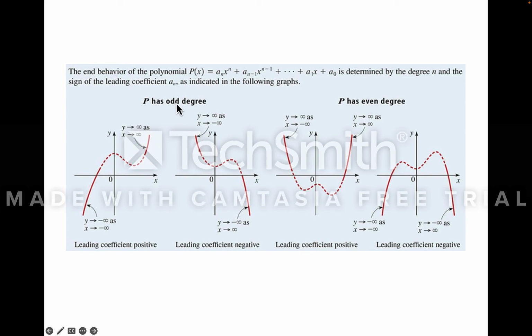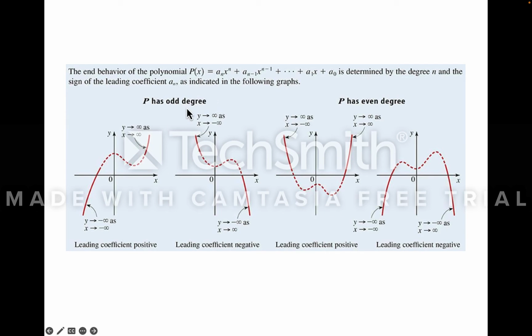All right, so for odd degrees, the two ends, as we go to the left and as we go to the right, are going to go in opposite directions. You're going to have one that goes down and one that goes up. When we have an even degree, everything's all even, and both ends either go up or both go down. So how do we know what case we have?